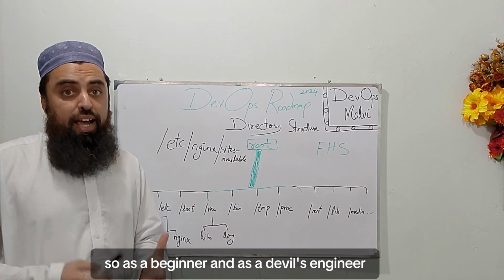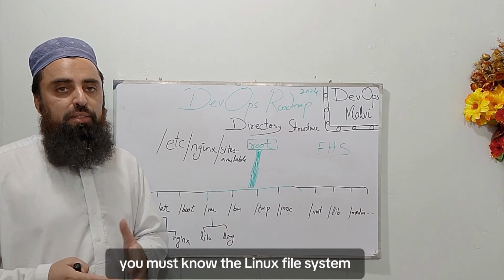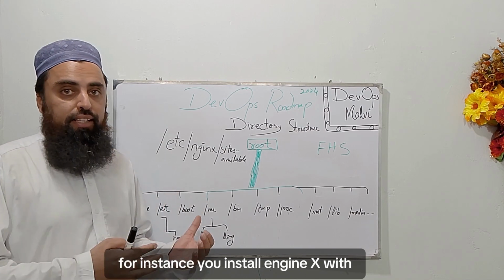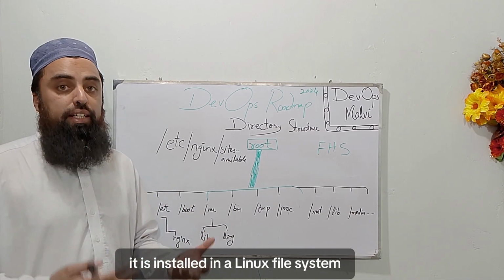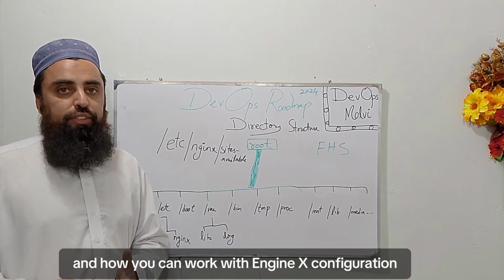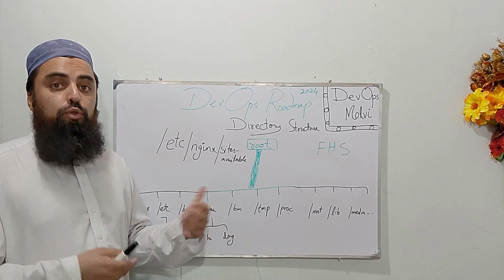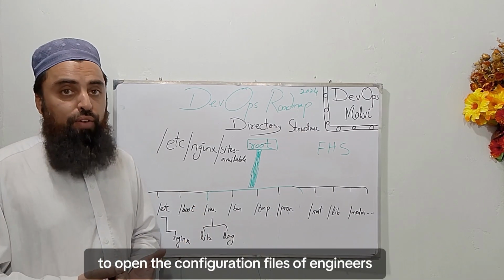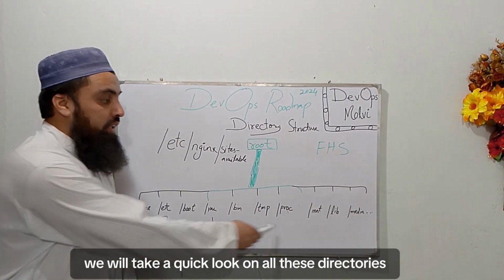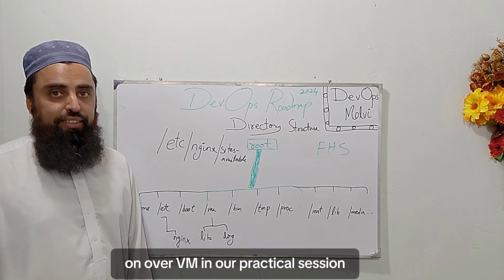So as a beginner and as a DevOps engineer, you must know the Linux file system and Linux directories. For instance, you install Nginx: where it is installed in a Linux file system, and how you can work with Nginx configuration. So it's obvious that you must know this path to open the configuration files of the Nginx web server. Don't worry guys, we will take a quick look at all these directories on our VM in our practical session.